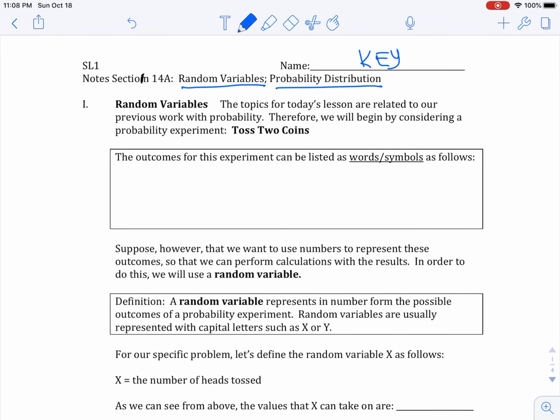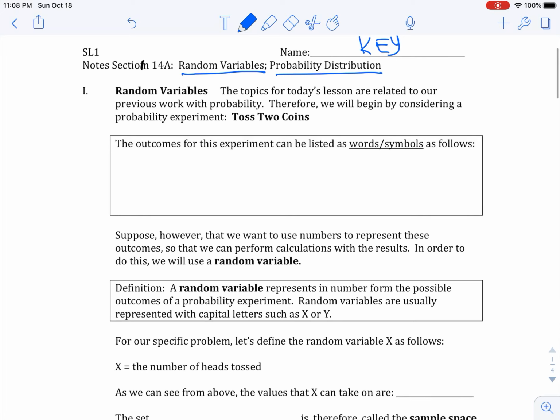All right, but first of all, what is a random variable? That's what we're going to look at on this first page. We're going to start with a little experiment, tossing two coins. We've done this before. You have regular coins with a head and a tail, and you toss the two coins. You can get a head or a tail on the first one, and you can get a head or a tail on the second one.